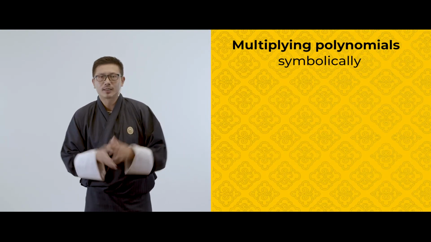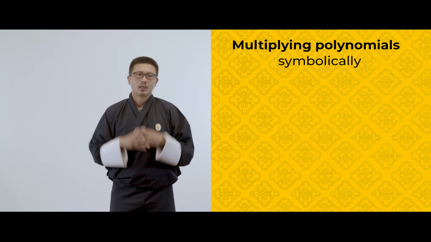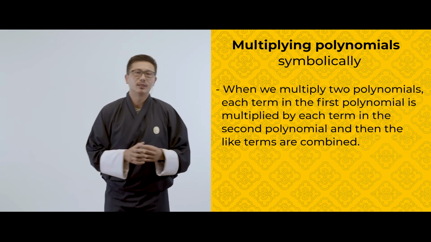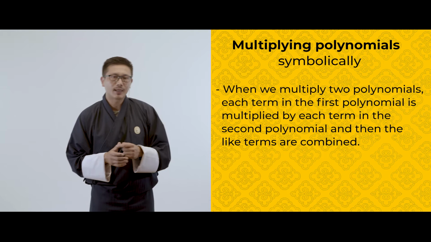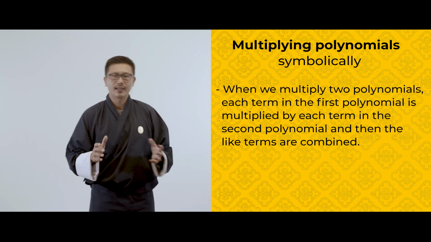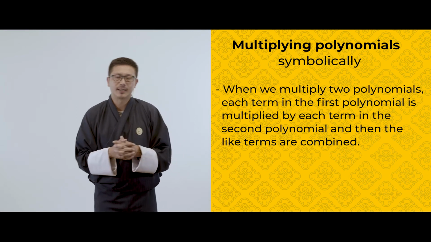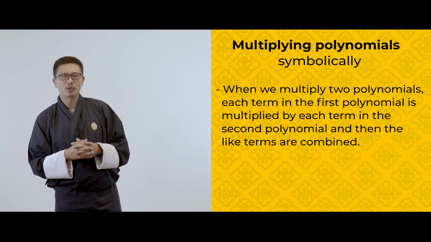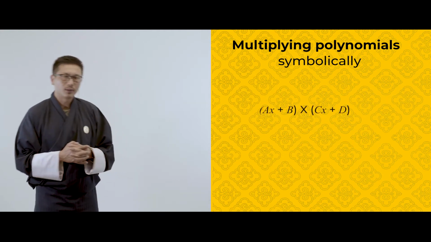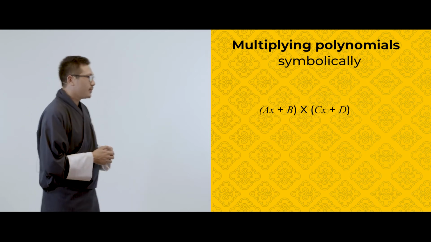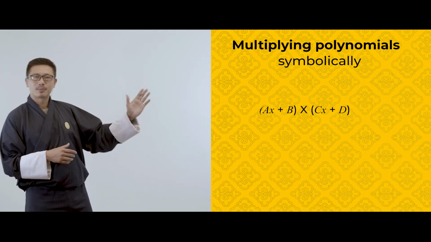We will now look at multiplying polynomials symbolically. When we multiply two polynomials, each term in the first polynomial is multiplied by each term in the second polynomial, and then the like terms are combined. For example, let us take a very general example of two polynomials being multiplied here. For the first, we have ax plus b times the second polynomial, cx plus d.